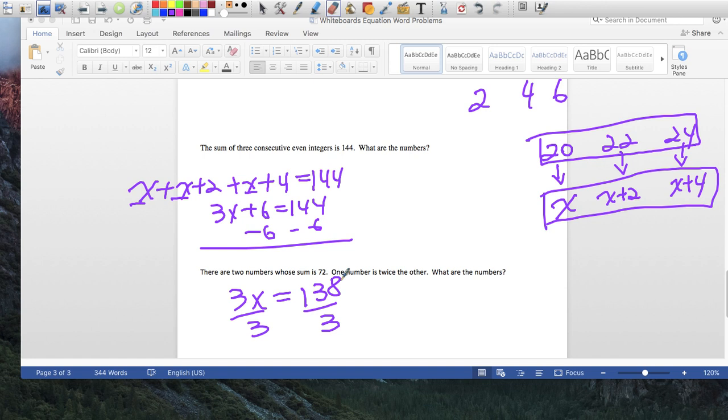Am I right? Yay, I'm right. So x equals 46. So if my first even number is 46, the second even number is going to be 48. And the last even number is going to be 50. And if you add those, you should get 144. And you do. Okay. 46 plus 48 plus 50 equals 144.